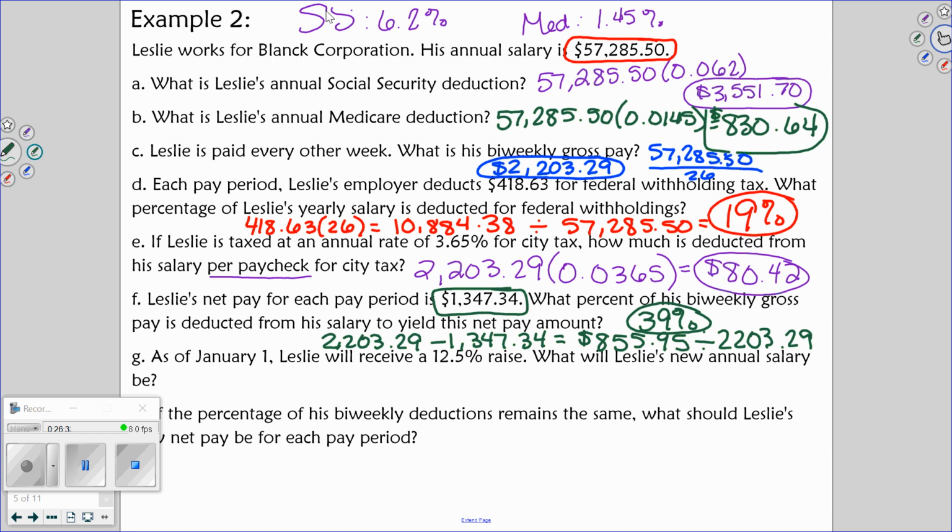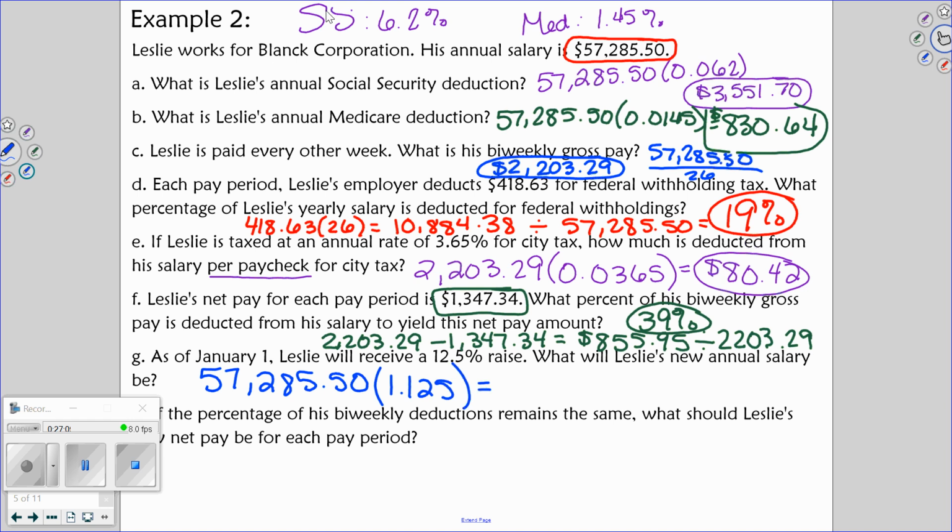All right, part G, as of January 1st, Leslie will receive a 12.5% raise. What will Leslie's new annual salary be? Take the previous salary. So he was making $57,285.50. What am I going to multiply that by? He remembered my shortcut. 1.125.